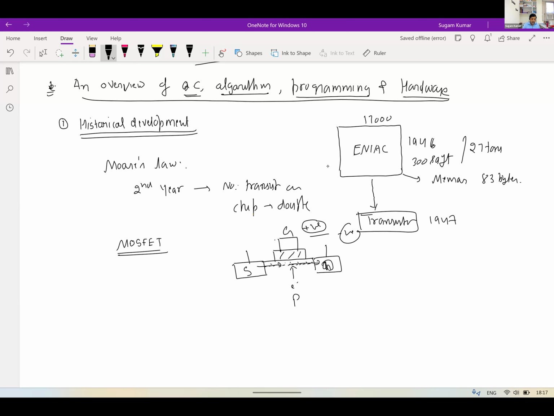Now, when I say the size of the transistors is getting smaller, smaller, and smaller, what I mean is that this distance, the distance between the source and the drain, let us call it L, is getting smaller. And at present, you can see that a company like IBM has already reached 2 nanometers.